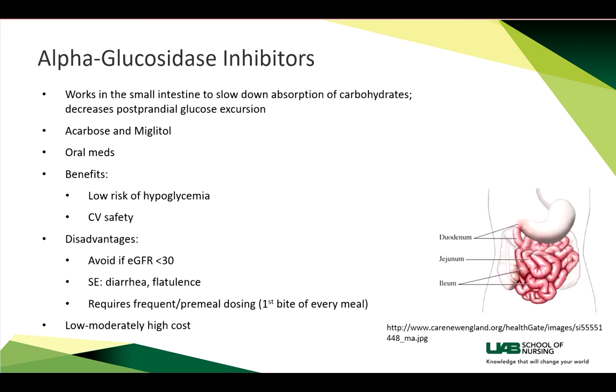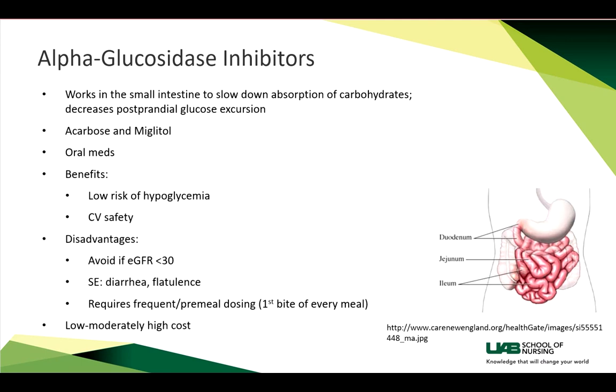All right, let's move on to the alpha glucosidase inhibitors. These drugs work in the small intestine to slow down absorption of carbohydrates, and they decrease postprandial glucose excursion. Acarbose and miglitol are oral medications within this group. Sorry, lots of words here, pharma drugs here to recite. These are oral medications. They do have a low risk of hypoglycemia. They are safe to use for our patients who have cardiovascular disease.